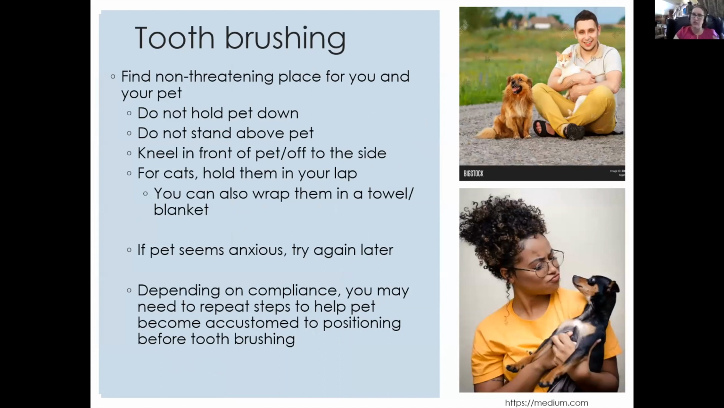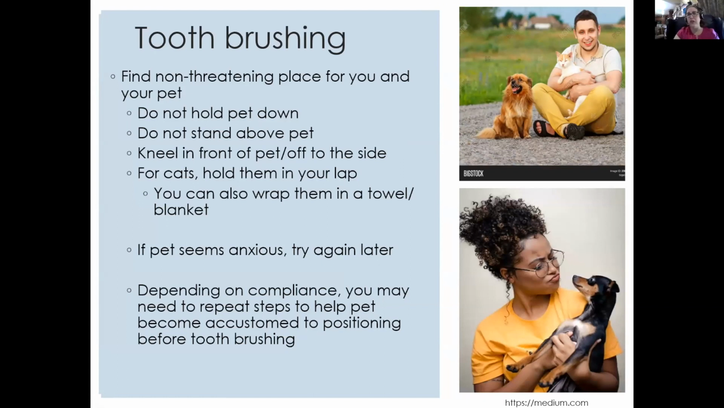Don't stand above, looming above your pet either, but kneel off to the side of your pet. For cats, you can hold them in your lap, or small dogs as well. And you could wrap them in a towel like a burrito, so the only thing sticking out is just the head, so you don't have to worry about paws and claws. If the pet seems anxious, try again later.